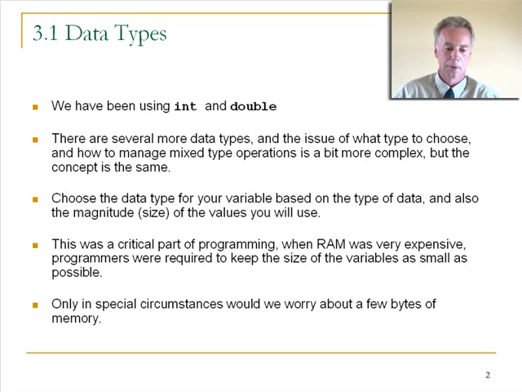And I guess we could point out here that this used to be a critical part of programming when random access memory was very expensive. People would try to write their programs using the smallest possible amount of memory to save time and money. But now the processors are so fast and the RAM memory is so cheap, it would be difficult to spend too much time trying to save a few bytes of memory or a few cycles of the processor.